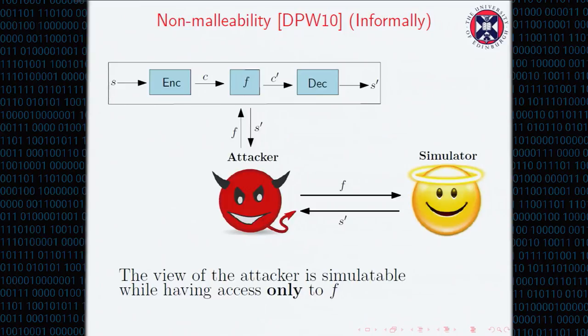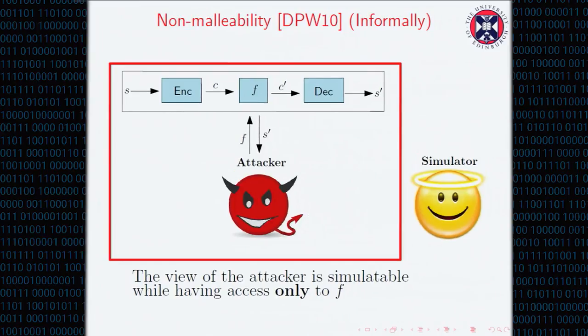So again, we have the experiment. We have the attacker. In the red box, the attacker is interacting with the tampering experiment. The attacker supplies a function F. The function F is applied to the codeword. We get a codeword C prime, and then the attacker gets the output of the tampered execution. So this is the real world scenario. It's the real world attack.